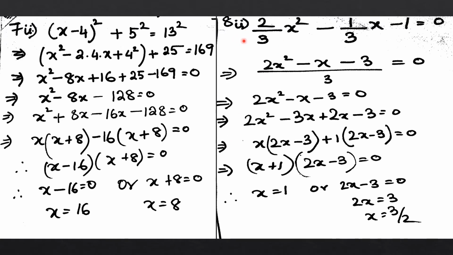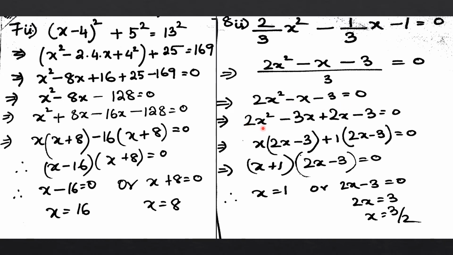Next is question number 8, number 2, where we have the quadratic equation in the form of fractions. So here we have 2 by 3 x square minus 1 by 3 x minus 1. Taking the LCM of all the three fractions, that will be 3, and it comes to 2x square minus x minus 3, which is equal to 0.